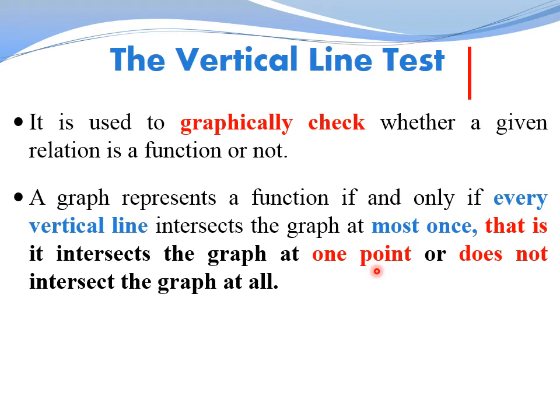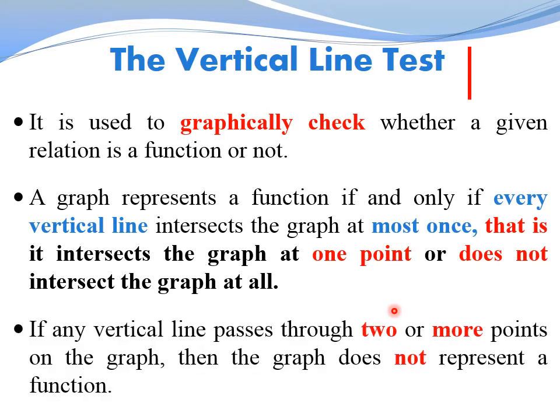Again, the vertical line test says that if you're given a graph and you want to know whether it represents a function or not, you should draw any possible vertical line that you can draw. And if any of these lines intersects the graph, this should happen at most once. This means that if you draw different vertical lines to the graph, either these lines intersect the graph at only one point or they do not intersect the graph at all.